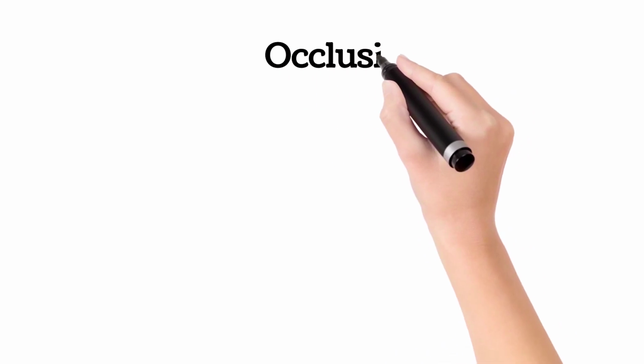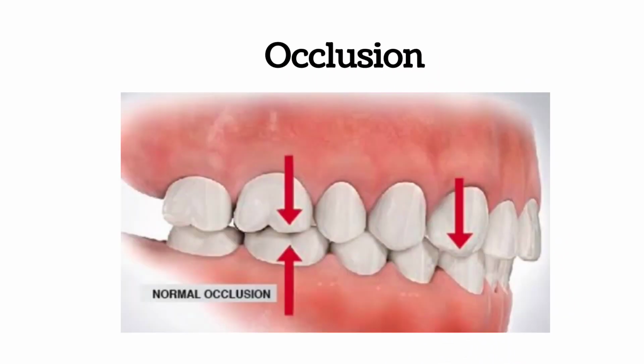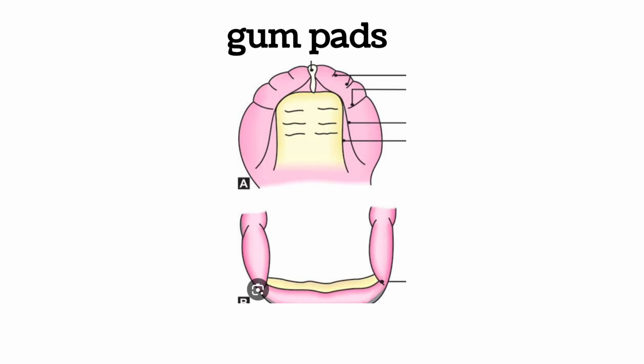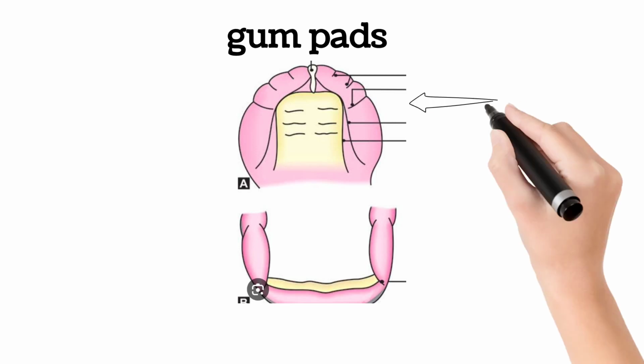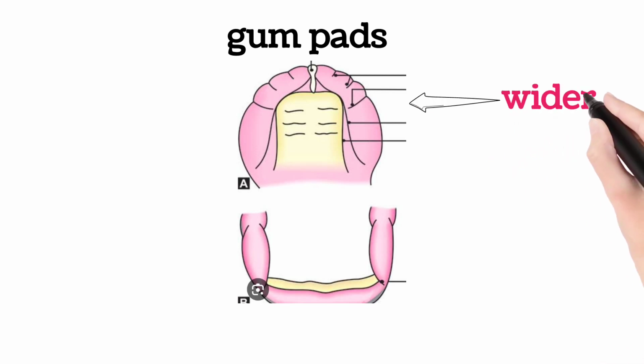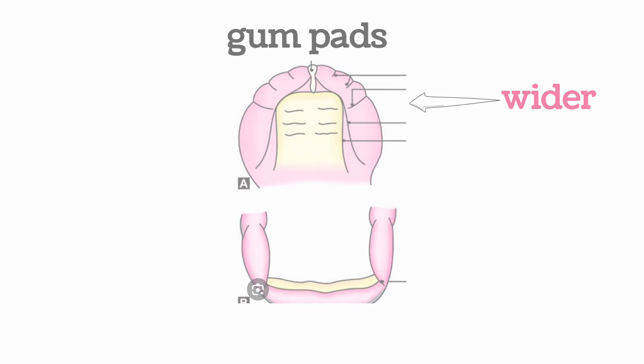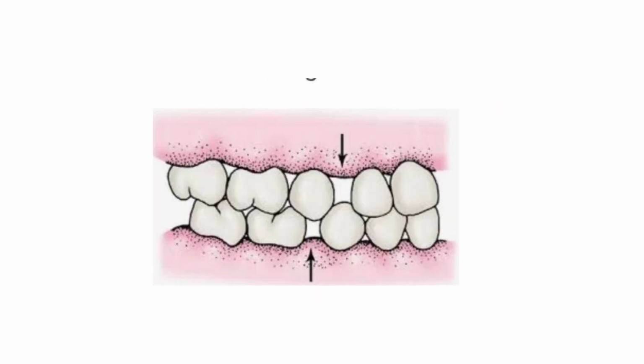Occlusion. It is the contact of masticatory and incisal surfaces of maxillary and mandibular teeth. Before the tooth eruption, maxillary and mandibular arches are known as gum pads, but the maxillary gum pads are wider than mandibular pads. Spacing in deciduous dentition is necessary for the proper alignment of permanent teeth.